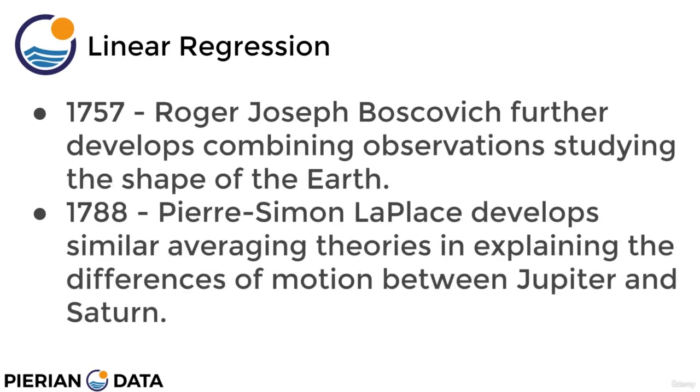This is later developed in 1757 by Roger Joseph Boscovich, further developing combining observations when he's studying the shape of the Earth. And in 1788, Pierre-Simon Laplace develops similar averaging theories in explaining differences of the motion between Jupiter and Saturn. So lots of motivation here behind astronomy use cases for linear regression. But so far, we actually just have the mathematical groundwork. No one's technically, at this point in time, published linear regression.